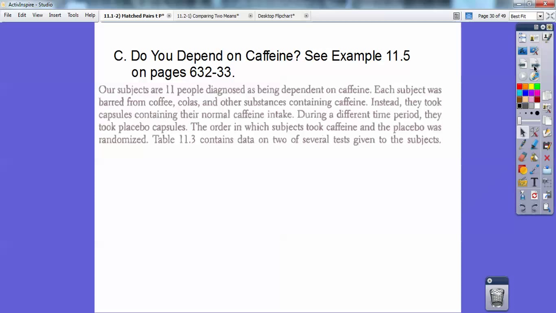Each subject is barred from coffee, colas, and other substances that contain caffeine. Instead, they took a capsule that contained their normal caffeine intake. And during the different time periods, they took a placebo capsule. The order in which the subjects took the caffeine or the placebo was randomized, and they did a test to see if there was a difference.